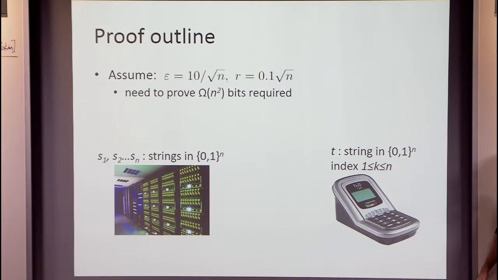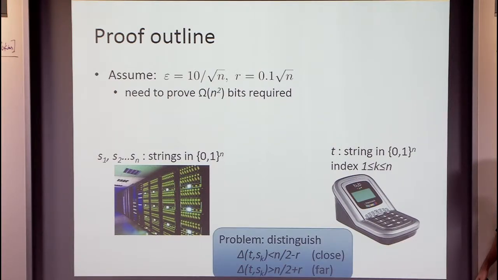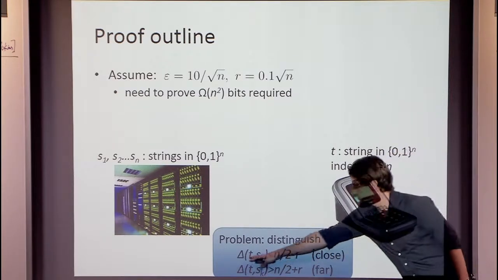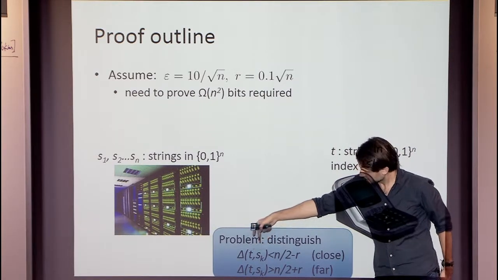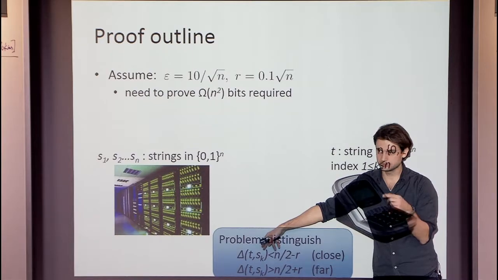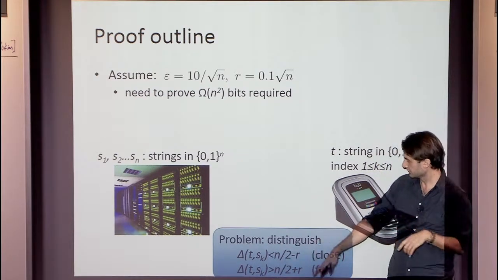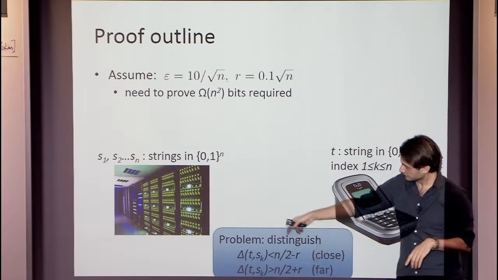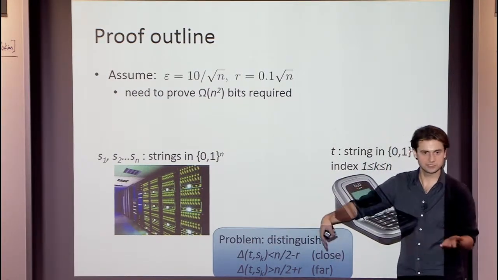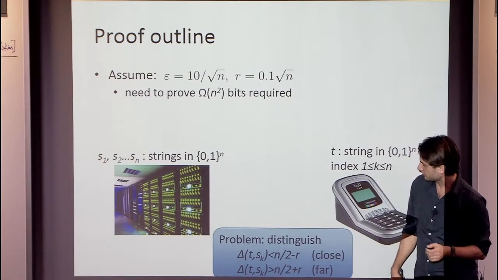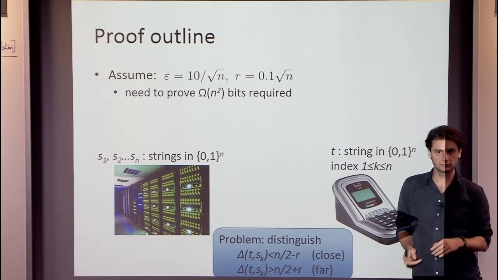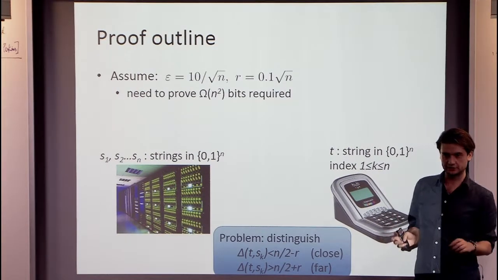So now, we need to solve a problem by communication. This is the problem that we need to solve. We need to distinguish whether the delta, which stands for the Hamming distance between the string t that Bob has and sk, is large or small. Basically, it uses this index k to index one of the strings that Alice has, and we need to compute, in some sense, the Hamming distance between t and this indexed string sk, and check whether the distance is essentially large or small, where basically these strings are close or far.